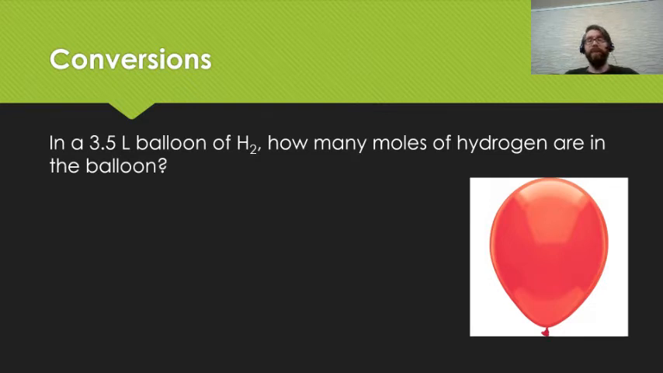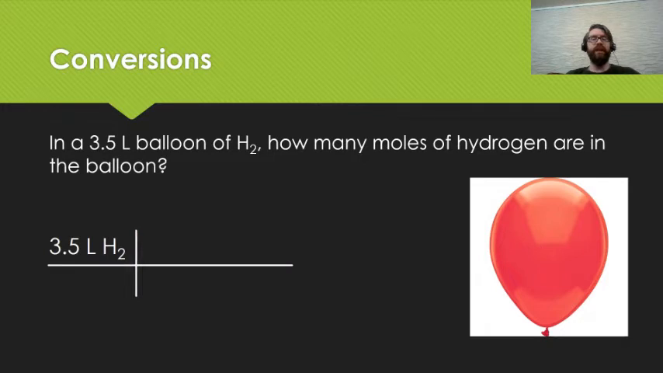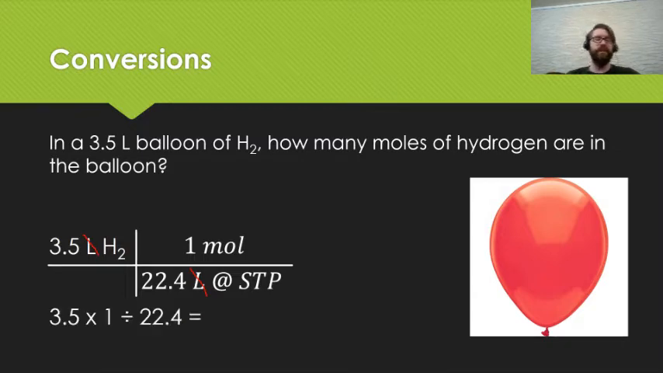So what we're going to do is a quick fence post. We're going to take 3.5 liters, put it in a fence post. Liters is going to go on bottom. Moles are going to go on top, so I can cross off the liters. What I'm going to get is a division problem because these liters are going to cross off. I'll end up taking 3.5 and dividing by 22.4 for a total of 0.16 moles. So this balloon over here has 0.16 moles in there.